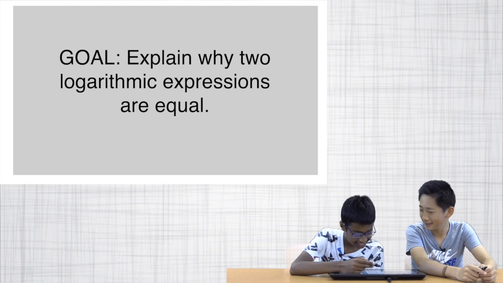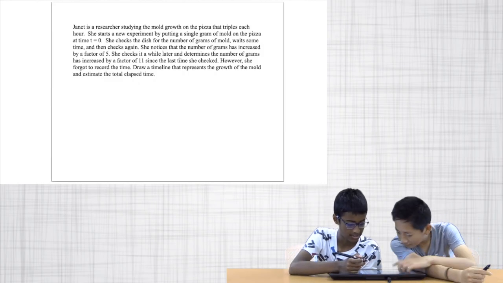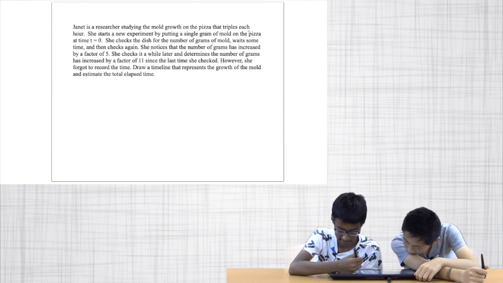They begin by exploring the growth of mold on the pizza over two time periods. Janet is a researcher studying the mold growth on the pizza that triples each hour. She starts a new experiment by putting a single gram of mold on the pizza at time t equals 0. She checks the dish for the number of grams of mold, waits some time, and then checks again. She notices that the number of grams has increased by a factor of 5. She checks it a while later and determines the number of grams has increased by a factor of 11 since the last time she checked. However, she forgot to record the time.